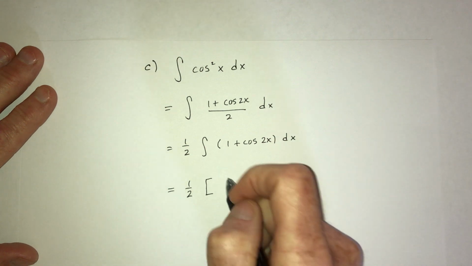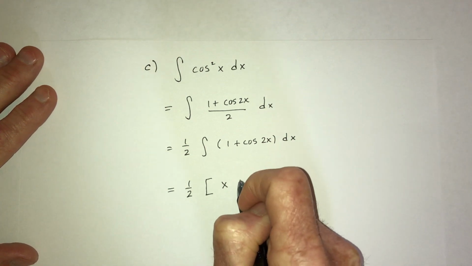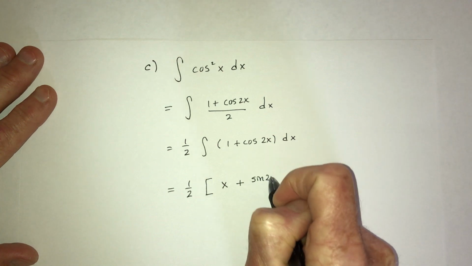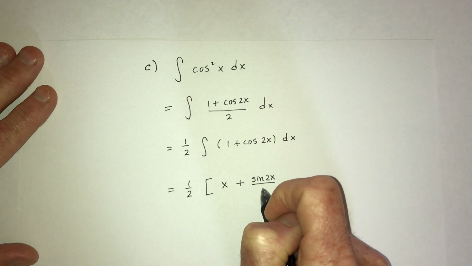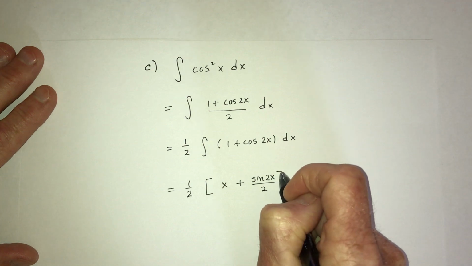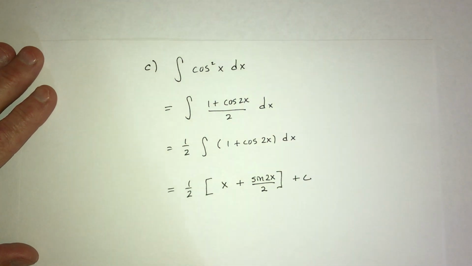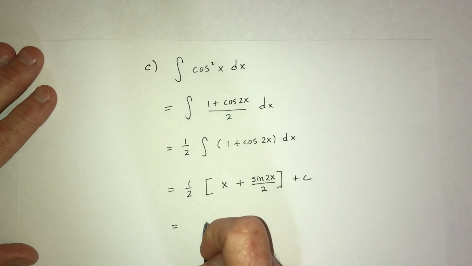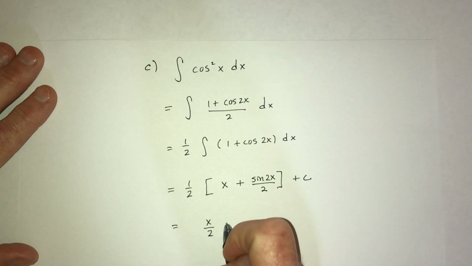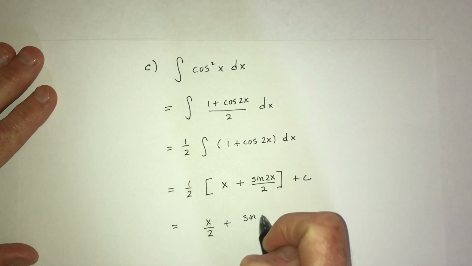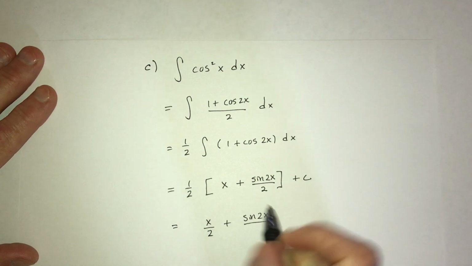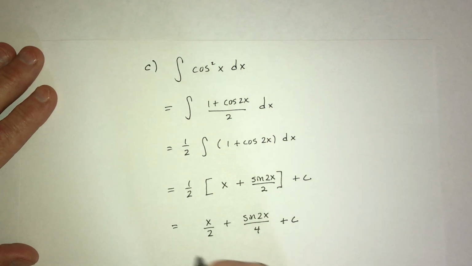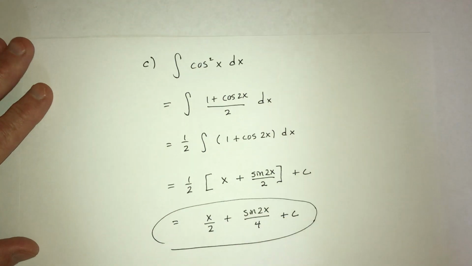Well, the antiderivative of 1, that's just going to be x. The antiderivative of cosine, that's going to be sine of 2x. And then because of the chain rule, you have to divide by 2. And then I would go ahead and distribute the 1/2. So it's going to be x over 2 plus sine of 2x. And when you distribute the half, it's going to be over 4. And then plus c, and that one's finished.